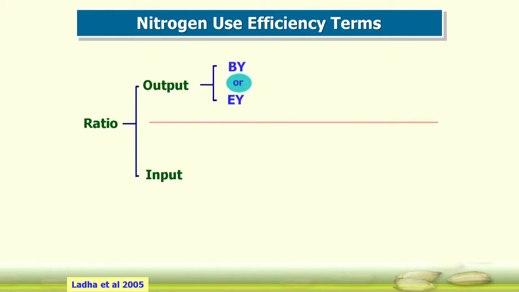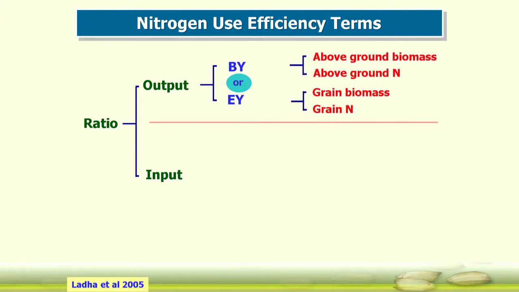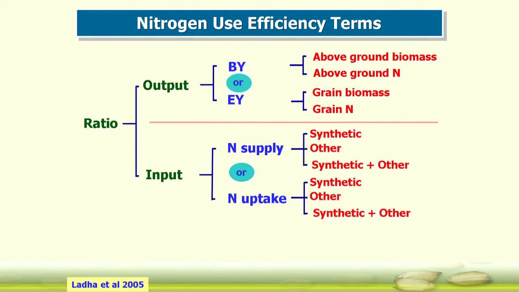Now, depending on whether it's an agronomist, physiologist, or soil scientist, the ratio could be biological yield or economic yield. Biological is above-ground biomass, or it could also be nitrogen in above-ground biomass. And the economic yield is the grain biomass or nitrogen in the grain biomass. And the input is nitrogen supply, or it could be nitrogen uptake. And that could be again from synthetic nitrogen or from other sources of nitrogen, or together synthetic and other sources.